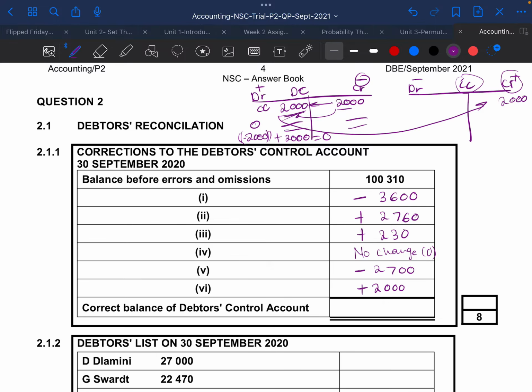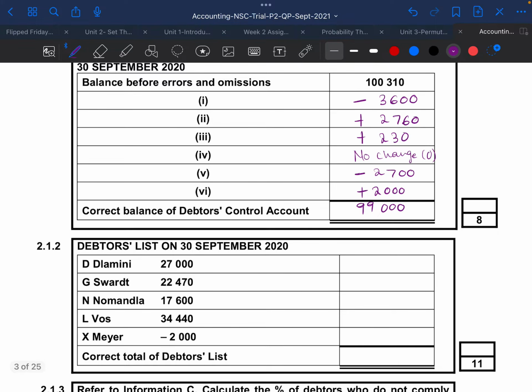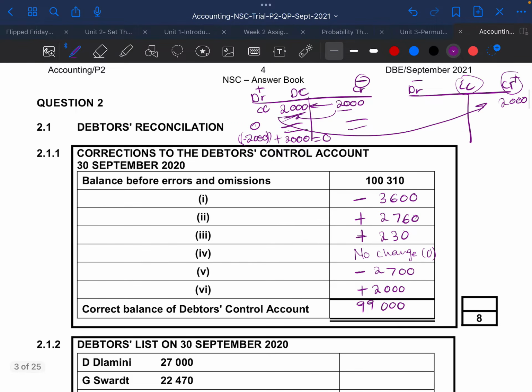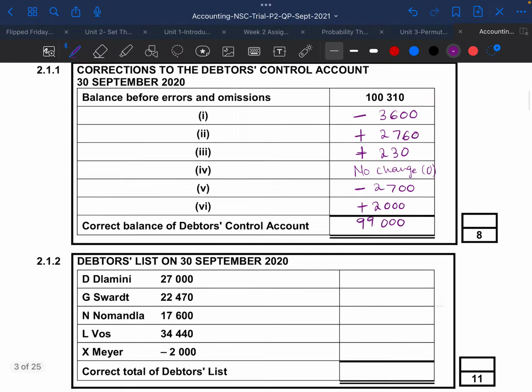2,760 plus 230. Okay, there's no change there. 2,700, 2,000. I'm getting a total of 99,000. If you feel lost, or you just want to do things on your own, feel free to pause the video and do the calculations, and then unpause and continue when you feel you are good to go.